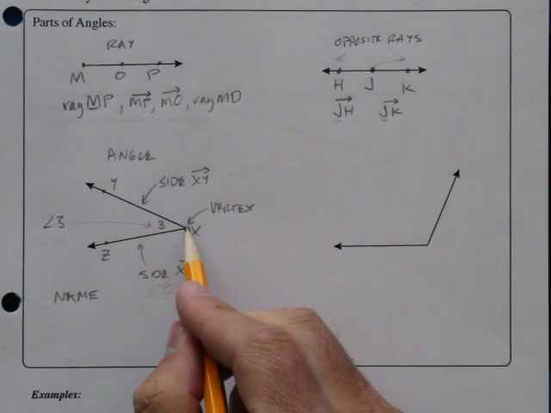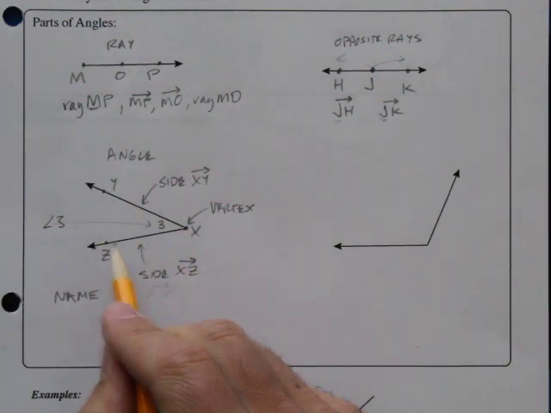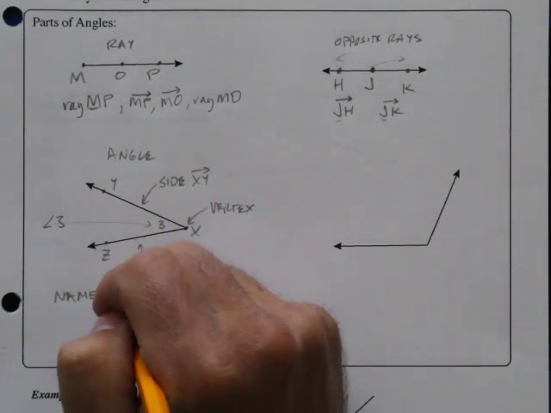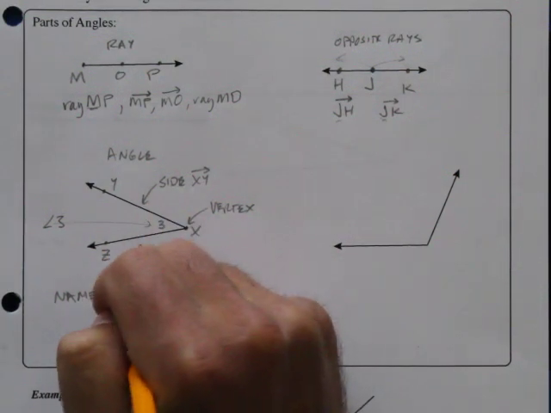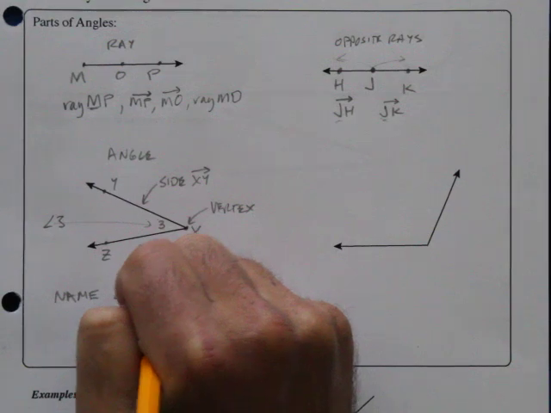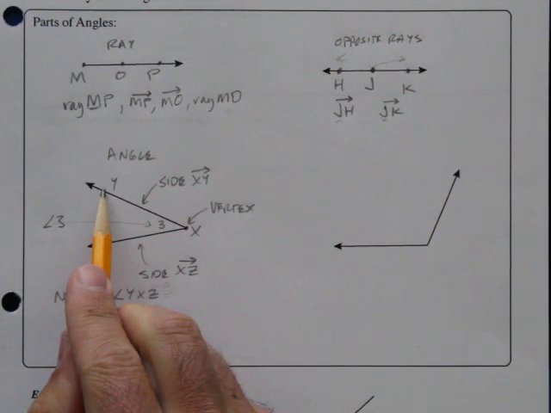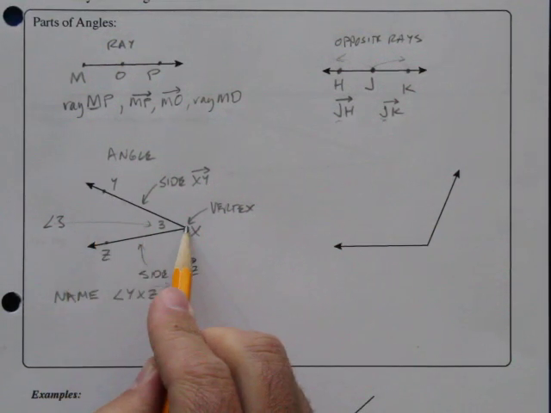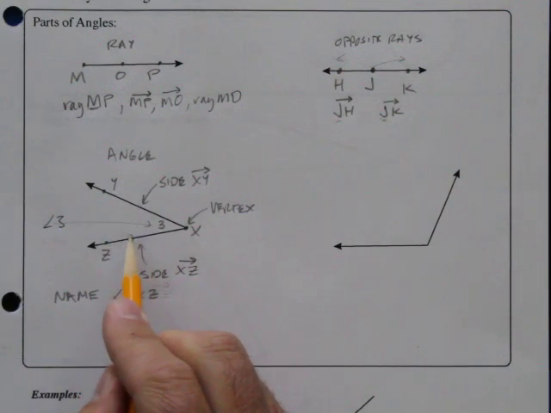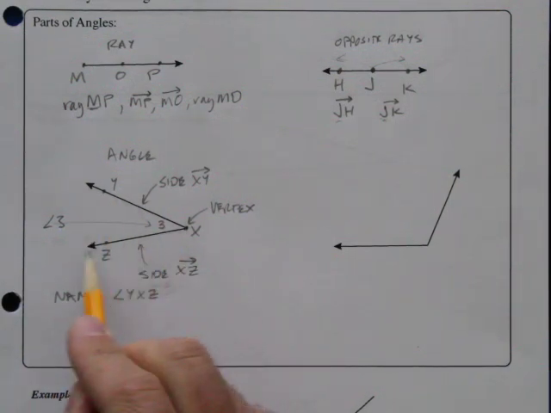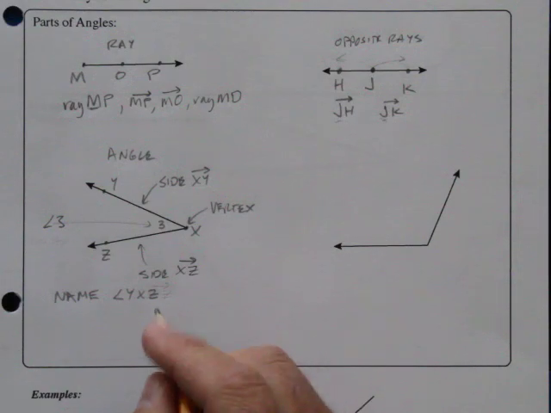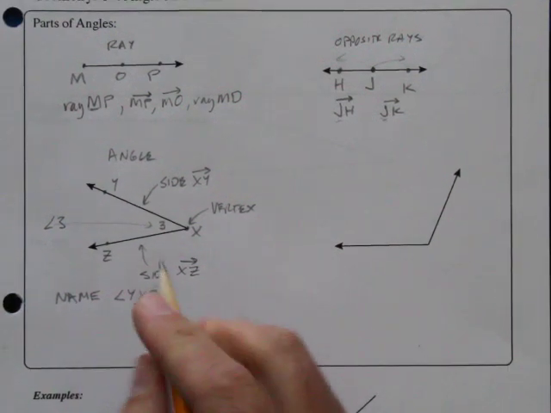So this angle can be named angle YXZ. So let's start that way. Notice how we have this point here, then we have the vertex, and then we have the other point, and here's the angle that we're referring to right here, angle 3. So notice that the vertex is in the middle.